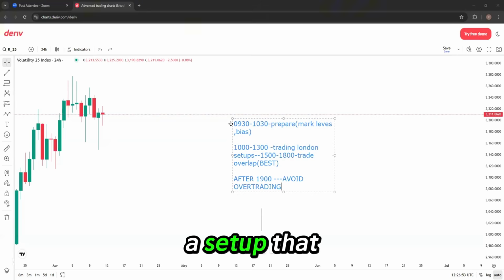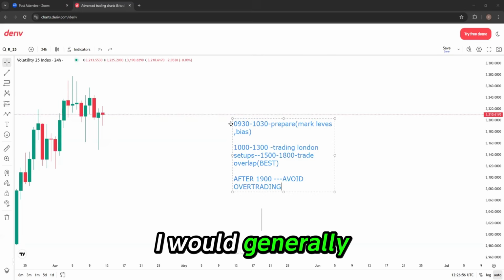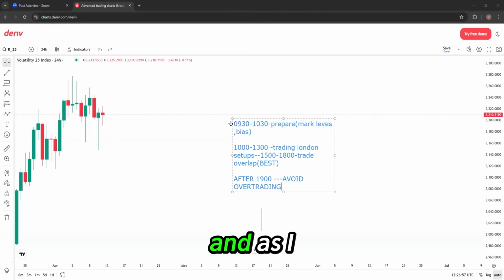If I had a setup that I was holding, I would generally just keep it. And as I go through the 7 p.m. mark, I would leave it and see if it's still going my direction. If it is, I would hold. But if it starts giving me range setups, I'll then exit. If I'm taking profit, I take my profit.